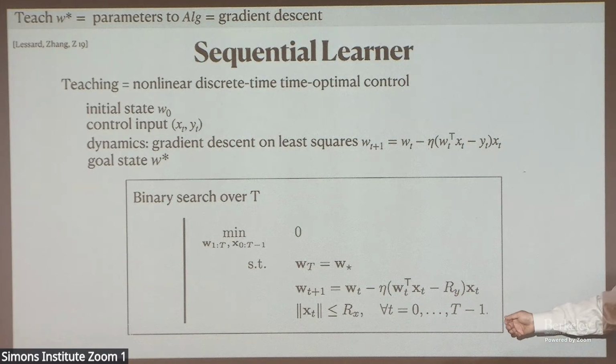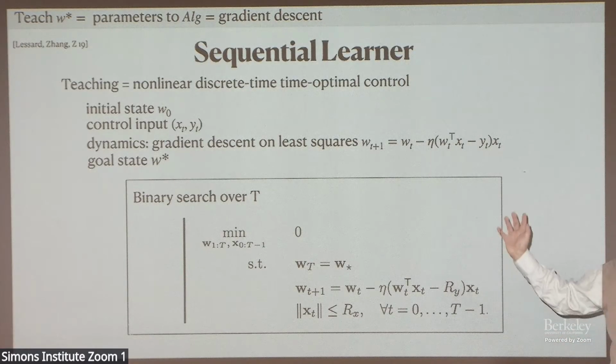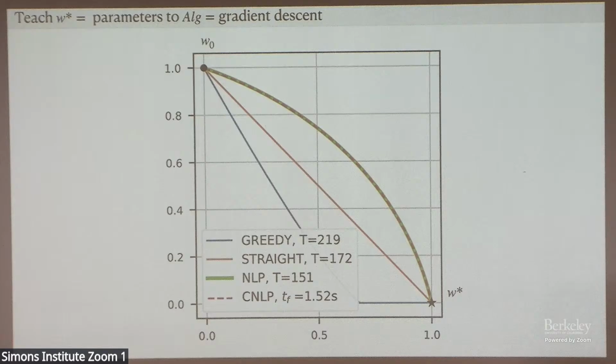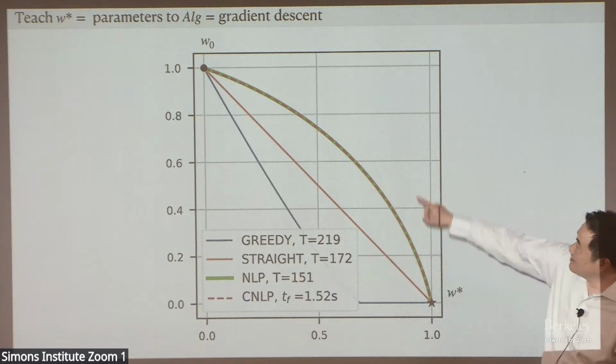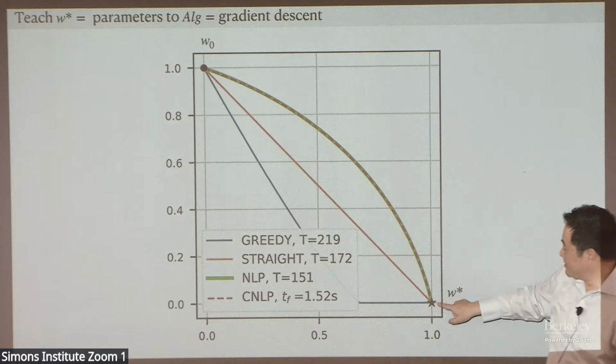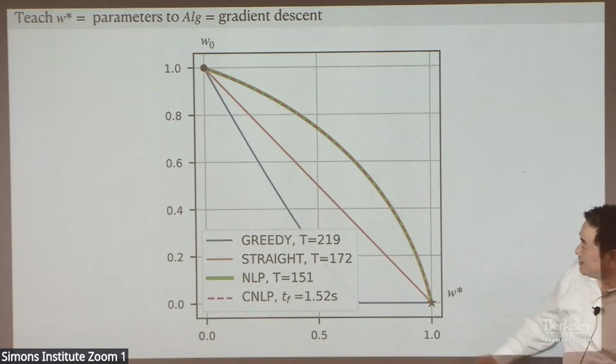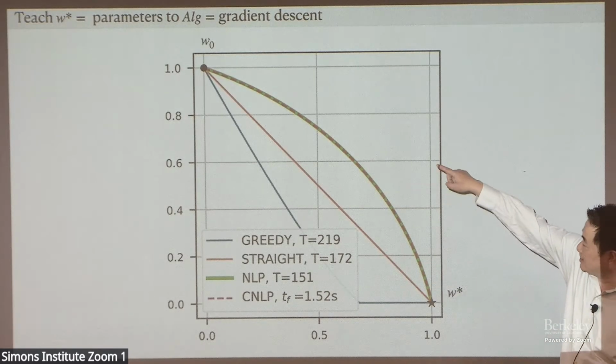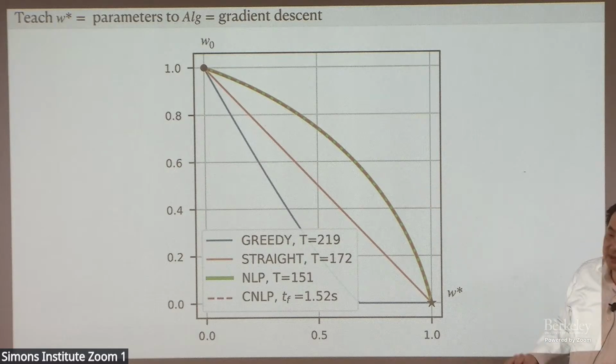Is it feasible? You can set this up as a nonlinear optimization problem. If it's feasible, you do the next binary search over t. So you gradually do that and find the smallest t. So not a very nice algorithm, but at least we can sort of do it. Yeah, I just want to show you that if you do this in 2D, W0 is there. This is the teaching target. This green line is the algorithm you just saw. It finds an interesting way to control the trajectory.